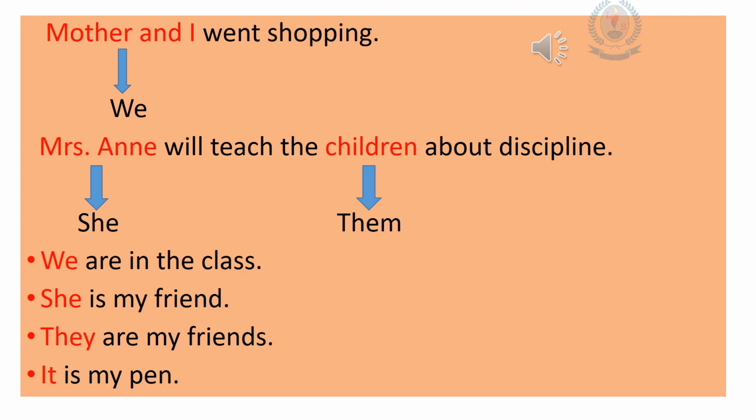We are in the class. She is my friend. They are my friends. It is my pen. So what are these? What are these words written in red? They are pronouns. We can call them subject pronouns also because they are the subject of the sentence. So the subject here is we, she, they, it.